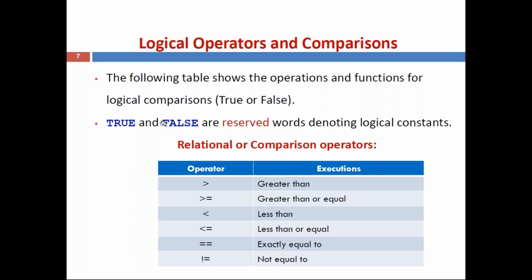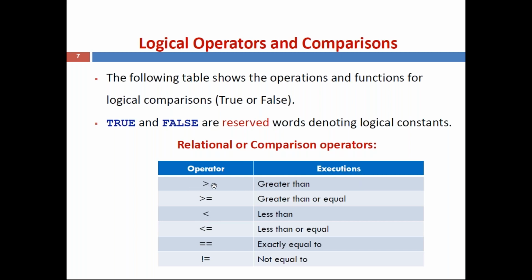Here TRUE and FALSE are reserved words denoting logical constants. Wherever TRUE or FALSE occur, you can use capital T or capital F, or the full form with all uppercase letters, that is TRUE or FALSE. These are reserved words denoting logical constants. The following table shows some of the relational operators and the meaning of each operator. The first column contains the operator symbol. The second column contains its meaning, which is called the execution.